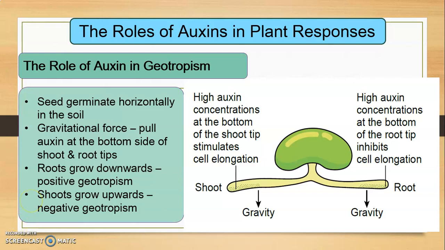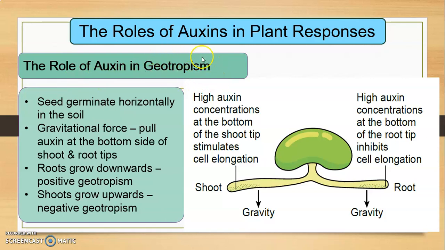Okay, let's continue our discussion on the role of auxin in geotropism. We are still in the second subtopic, which is phytohormone, and after this we are going to learn 5.3, the benefits or advantages of the phytohormones in agriculture. So let's go to the role of auxin in geotropism.